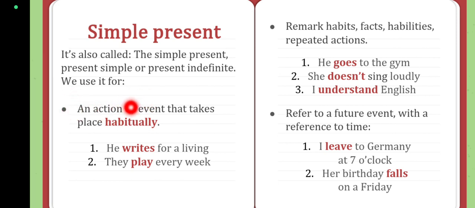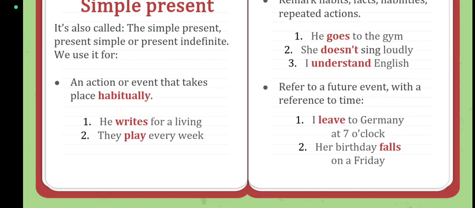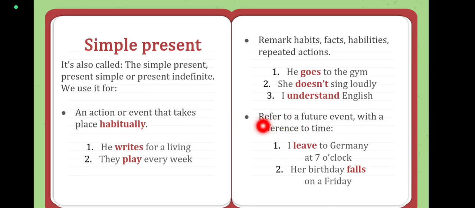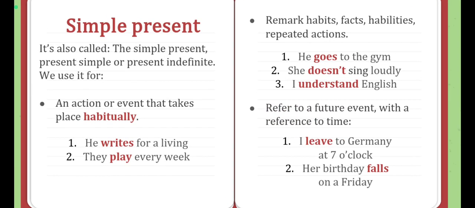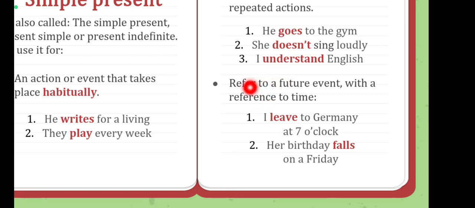And here we have some usages of this topic. An action or event that takes place habitually. And this is the extremely important word for this verbal tense. Habitually. Simple present, habitually. So we use it to remark habits, facts, abilities, and repeated actions. But here we have another use. We can use simple present to refer to a future event.